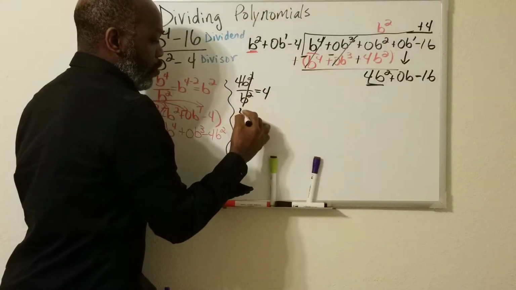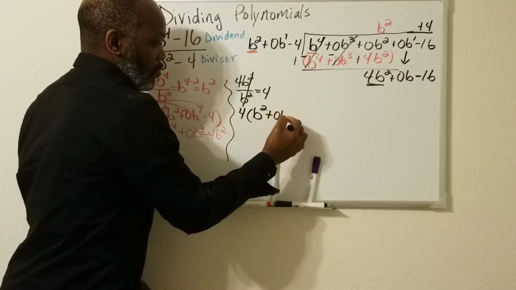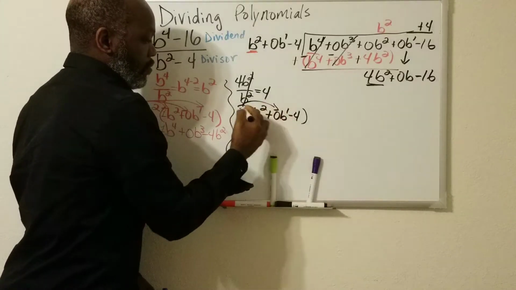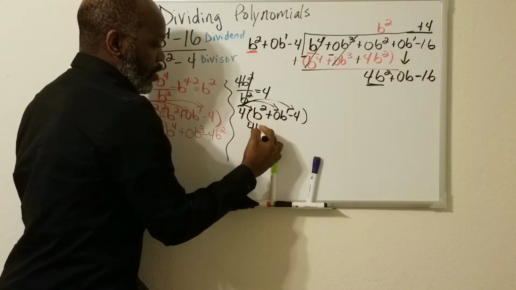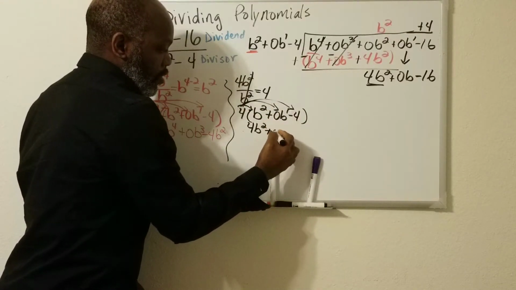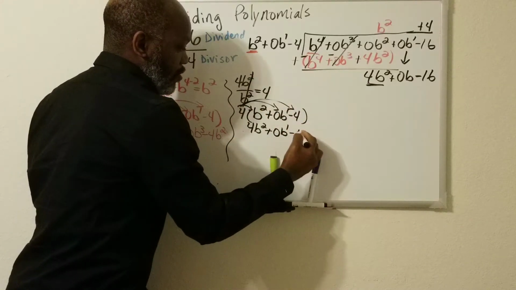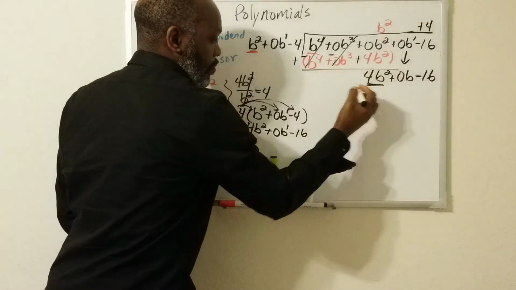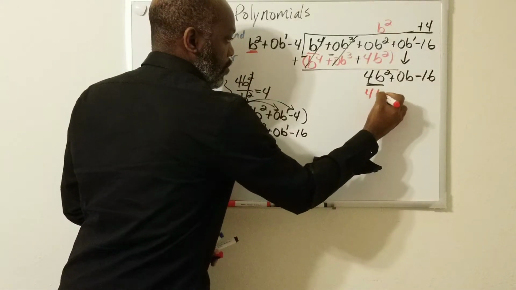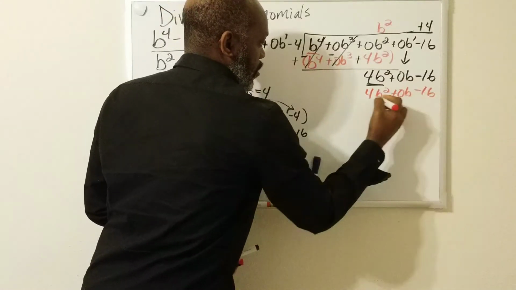I take that same 4 and multiply it by my divisor. And I distribute the 4. I have 4b squared, 4 times 0b to the first, it's going to be 0b to the first. And then 4 times negative 4 is negative 16. I take this number and plug it in. I have 4b squared plus 0b to the first minus 16.